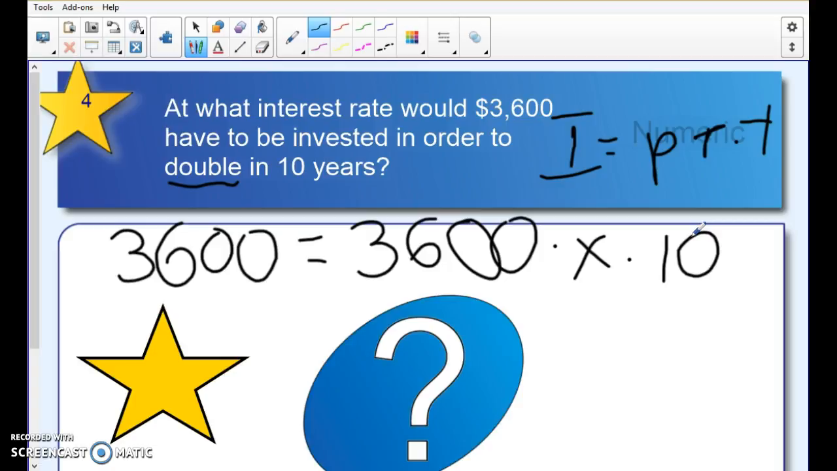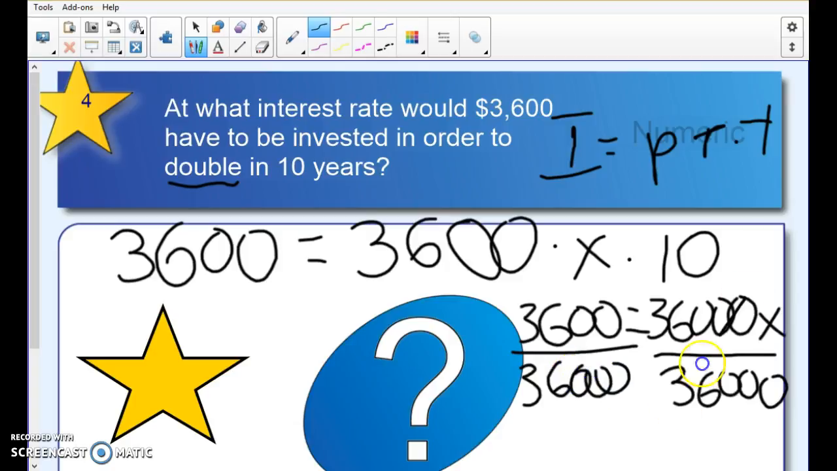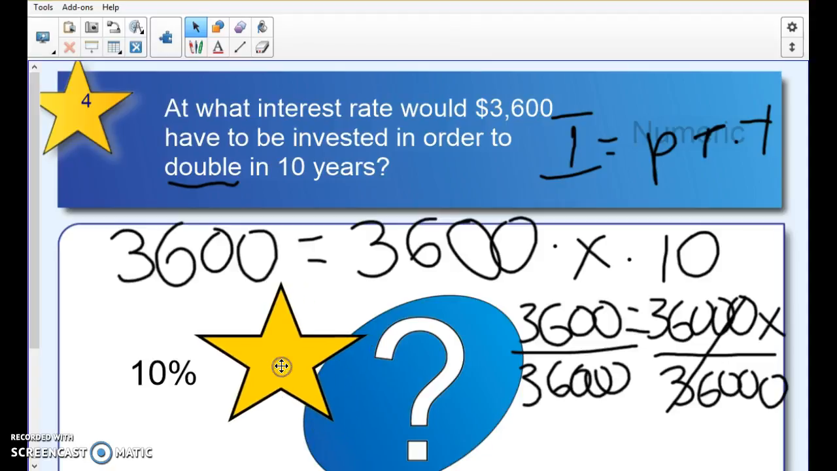Alright, I need to figure out what my percent is going to be now. So I have 3,600 times 10, which is going to give me 36,000. So now I have 3,600 equals 36,000x. Again, now it's just an algebra problem. Divide both sides by 36,000. That crosses out, and I end up finding out that I would need 10% interest.